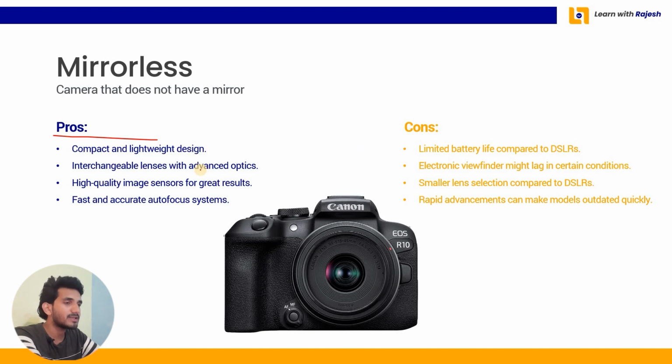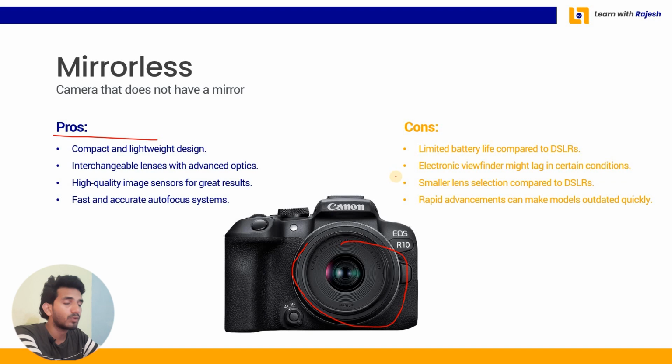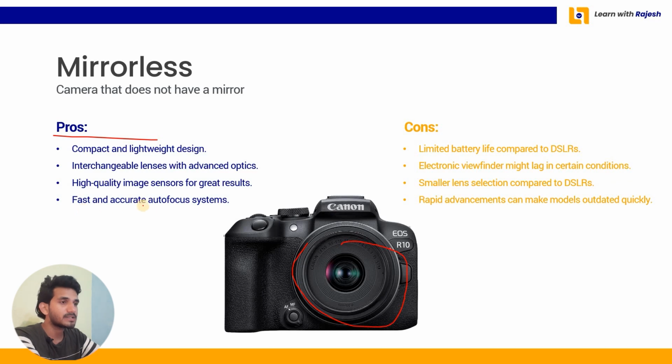Interchangeable lenses with advanced optics. So here you will also find you have a lot of options to interchange the lens. You can use multiple lenses, but there are also conditions according to their mount. And this is a high quality image sensor for great results. Yes, this is very high quality. They provide very high quality images because the more light the sensor observes, the more quality and the higher resolution images you will get. And you will see the fast and accurate autofocus system here.